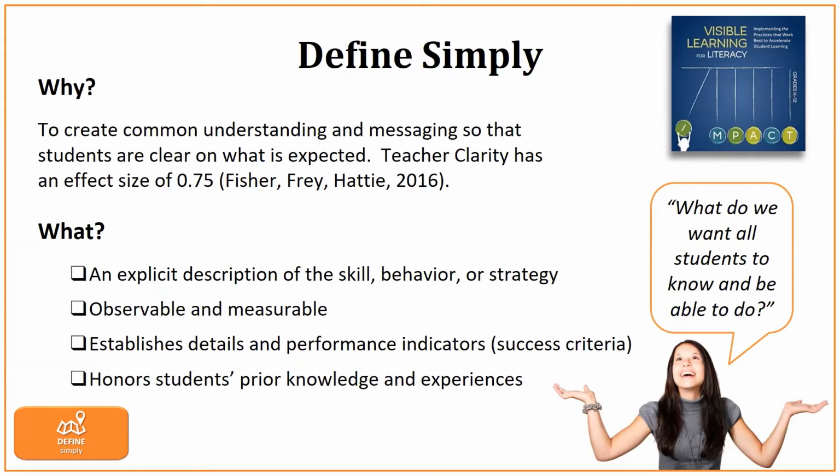The academic and behavioral performance indicators need to be further broken down into explicit descriptions of skills, behaviors, or strategies. The descriptions should be written in observable and measurable terms, and there need to be specific details and performance criteria established. You could say that the descriptions help others know what it looks like and sounds like when done correctly. Finally, student prior knowledge and experiences need to be evident in the descriptions so that they have a point of reference to connect to, thereby making it easier for them to have clarity.